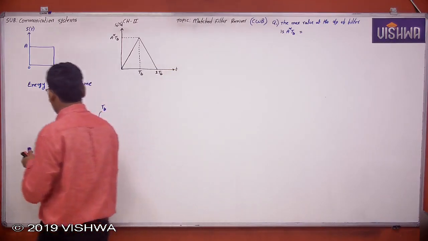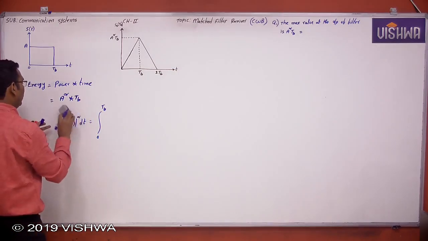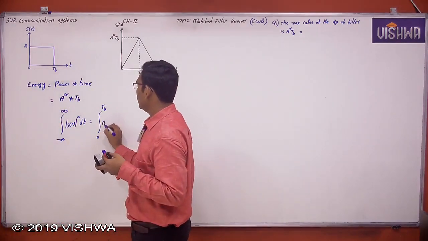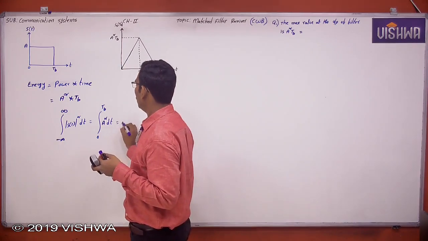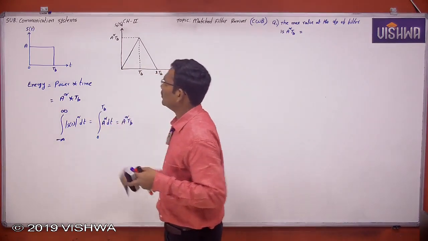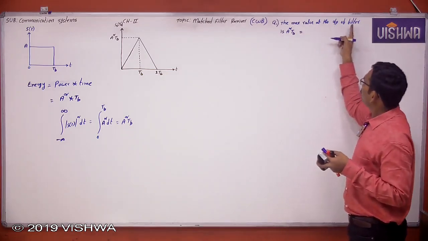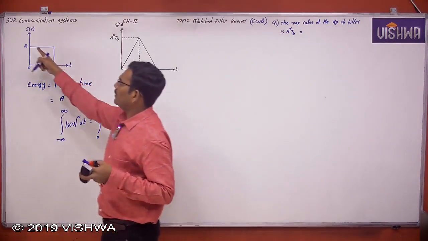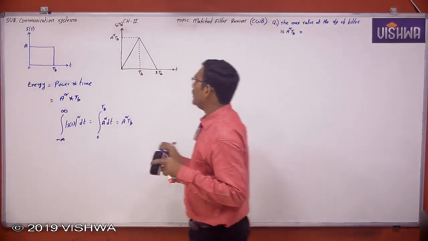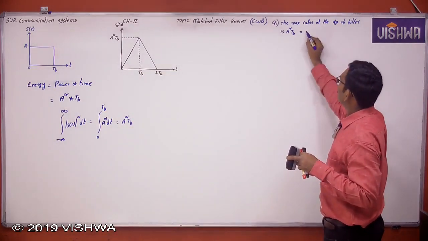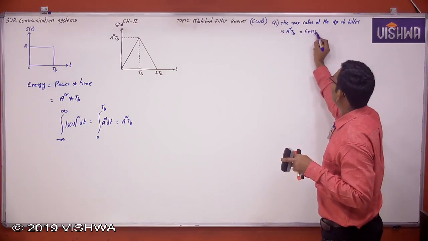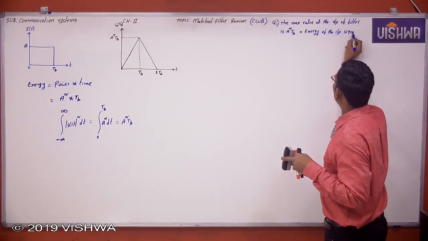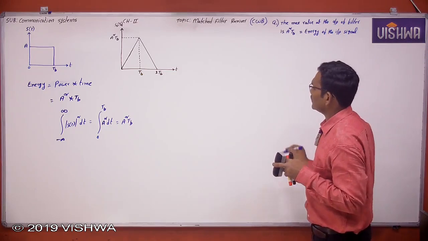Integration from minus infinity to infinity of s squared(t) dt, which is the integral from 0 to TB of A squared dt, which is equal to A squared into TB. Is it matching or not? So if the question is asking for the maximum value at the output of the filter, you blindly find the energy of the given input signal. That will be the answer. The maximum value at the output of the filter is the energy of the input signal to the filter. This is the answer to question number 1, shortcut.